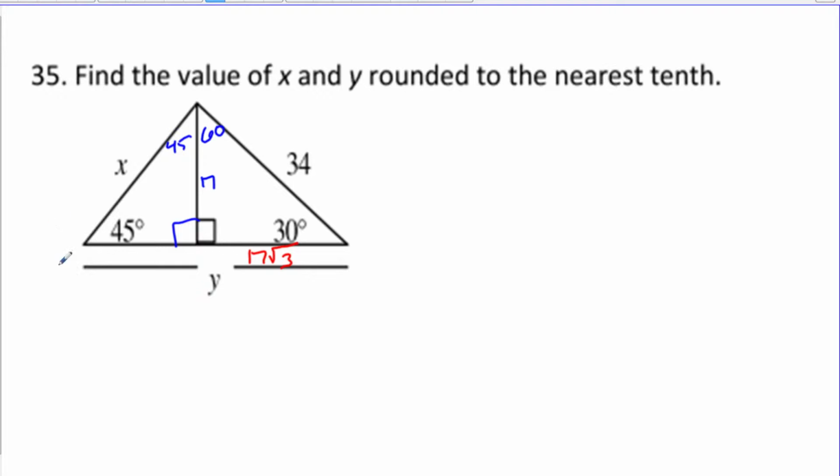I'm going to look at this 45, 45, 90, and I'm going to say, well, what do I know about those? Well, in 45, 45, 90s, the legs are equal. So if this leg is 17, this one is also 17. Okay? And then the hypotenuse of that is always the leg, because they're equal, times the square root of 2. So I found one. X is equal to 17 times the square root of 2.